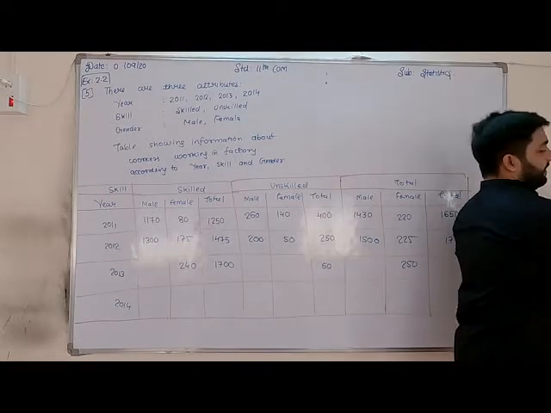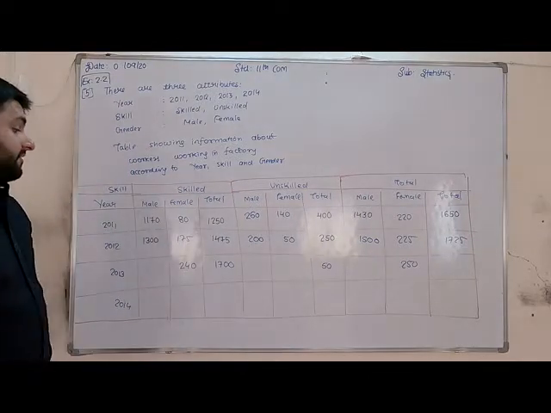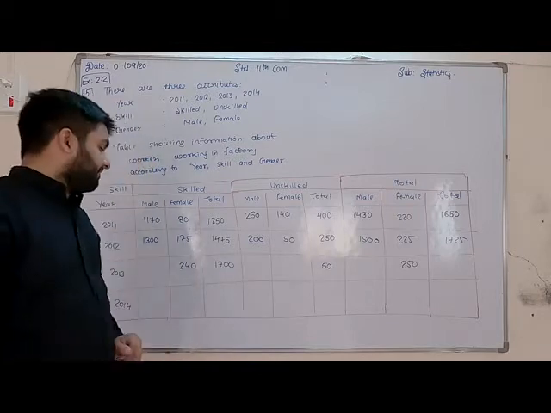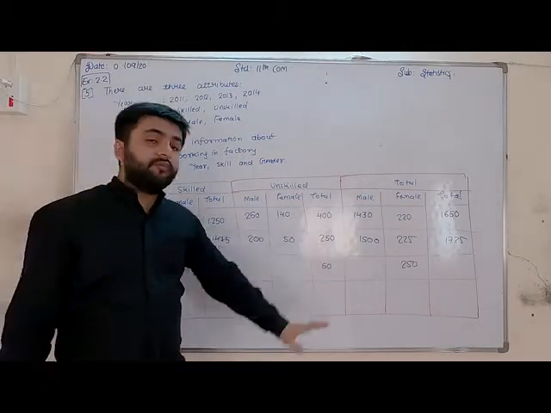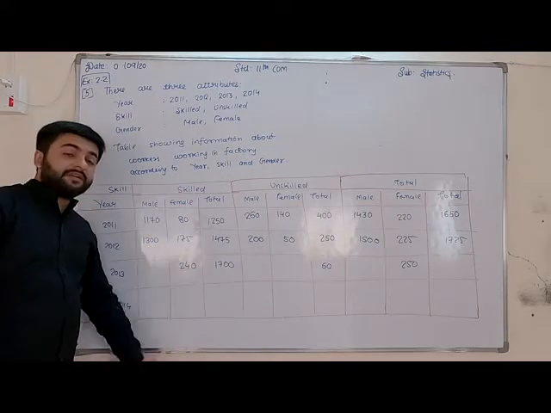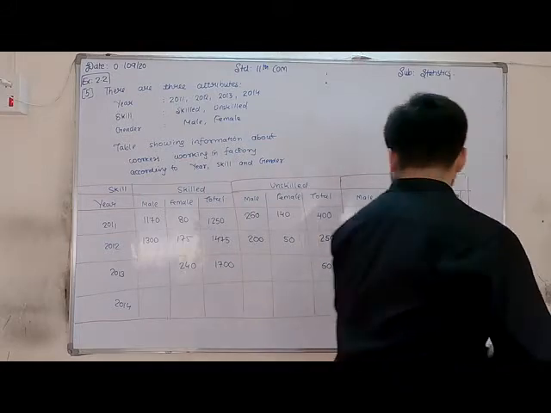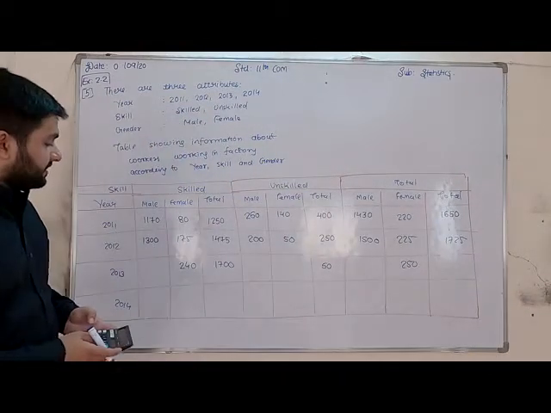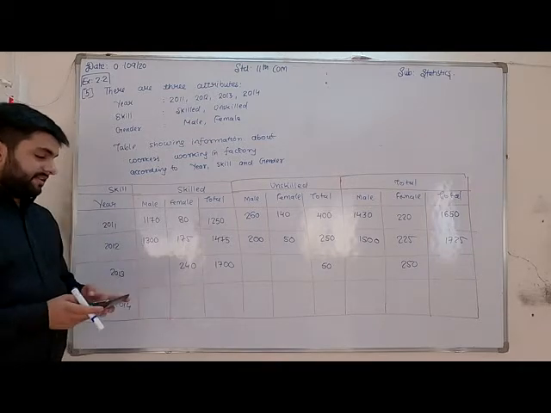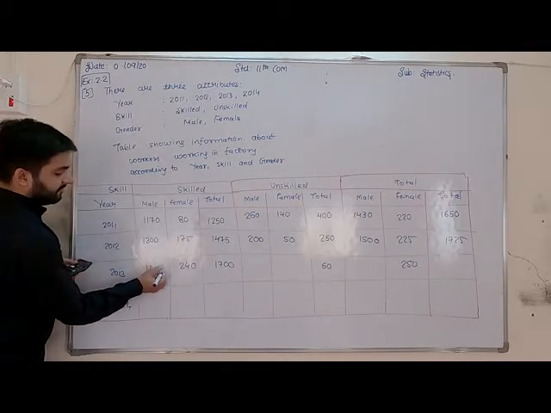Okay, then they are talking about 2014. So what have they given? There were total 1700 skilled and 50 unskilled workers in a factory. There were total 250 women, and from that 250 women, 240 were skilled. Easy. First, 1700 total skilled, in that 240 are females, so 1460 will be male.